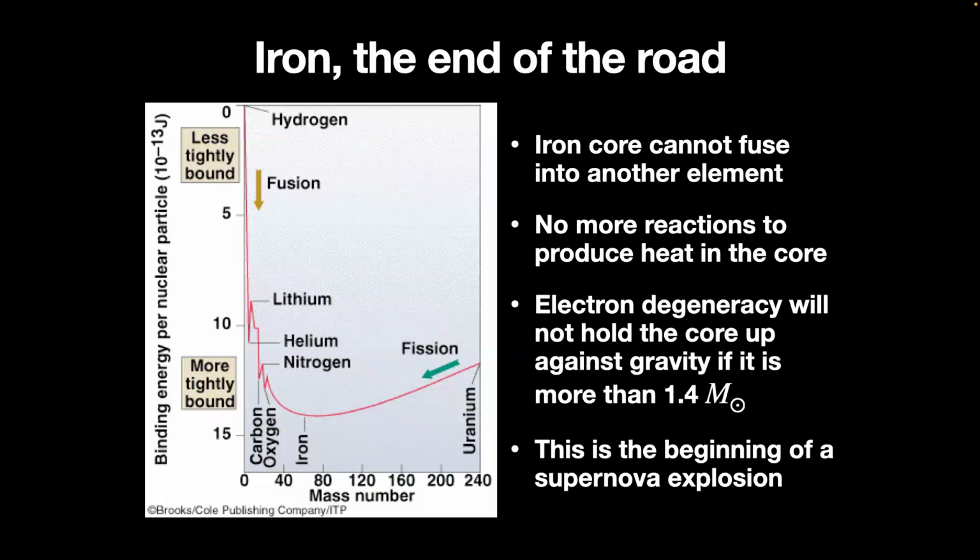But it turns out that this degeneracy isn't enough because there is a limit, remember, to how massive an object can be to use electron degeneracy pressure to keep itself from collapsing. And that is 1.4 solar masses, or the Chandrasekhar limit. So if this core is more than 1.4 solar masses, it will collapse further. So this is the beginning of a supernova explosion, specifically a type 2 or a core collapse supernova.